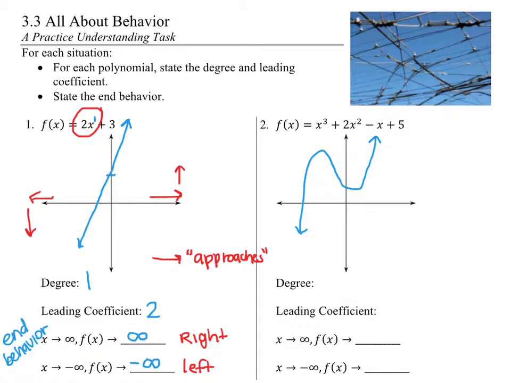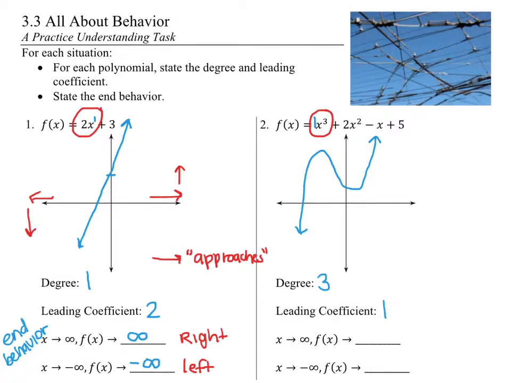Before we get to the end behavior, the degree and leading coefficient. Degree is the biggest exponent. Leading coefficient is the number in front of that piece. So I don't care about anything except for this x cubed. So the degree is 3. The leading coefficient is that 1.